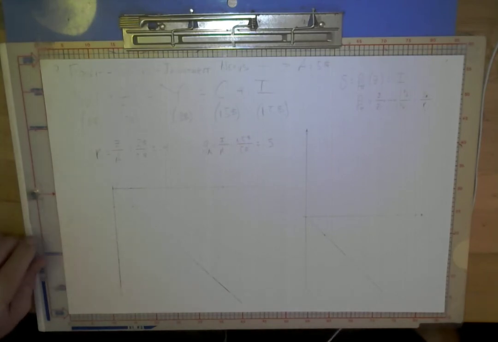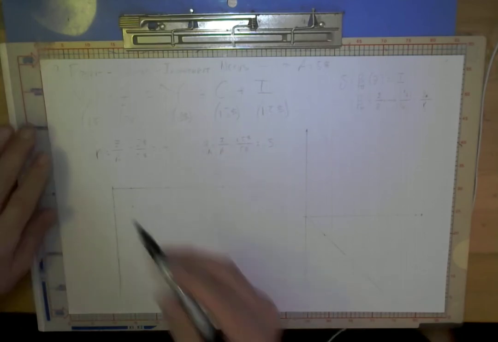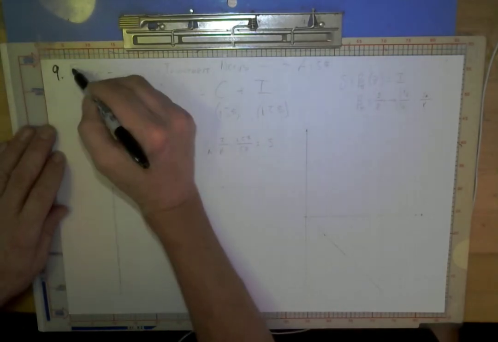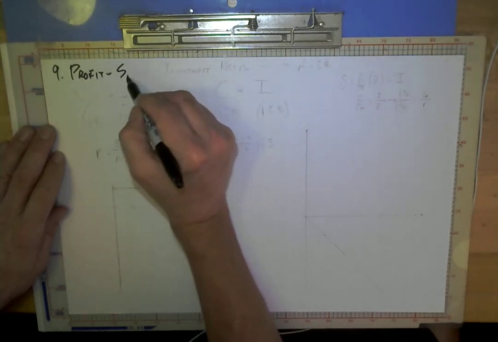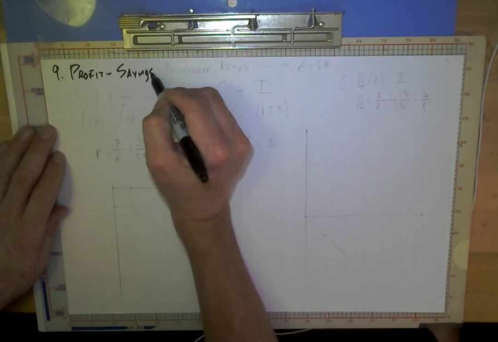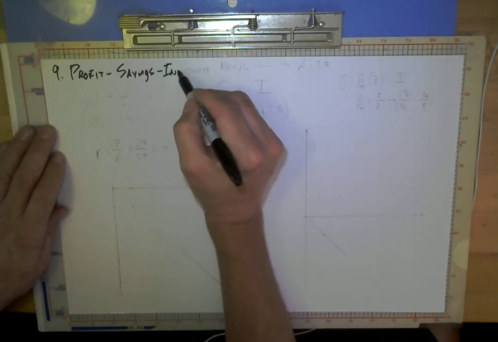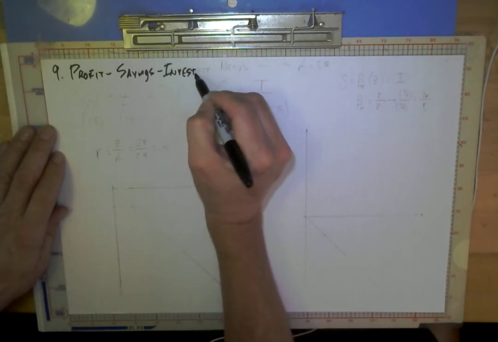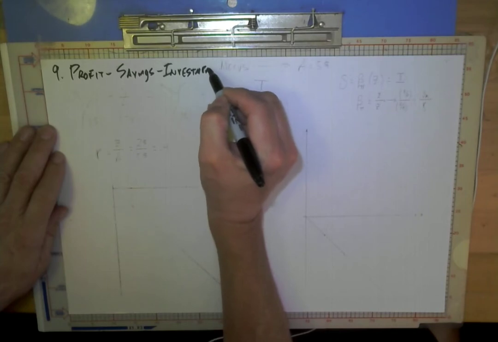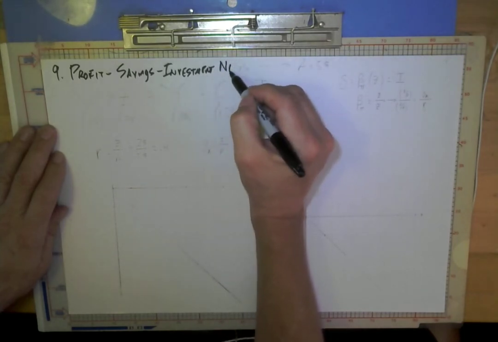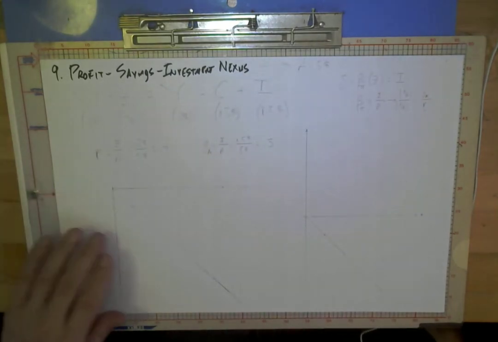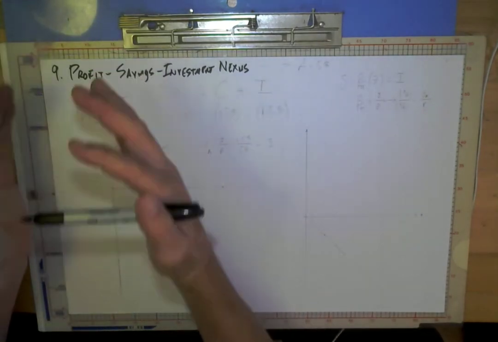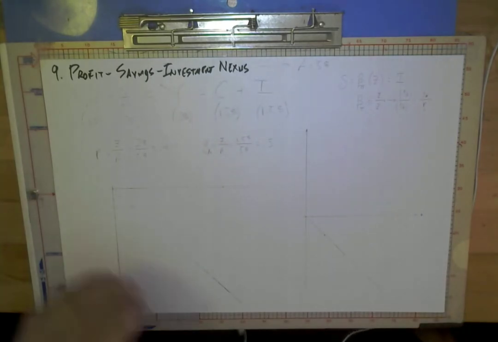Here we're going to be looking at the profit savings investment nexus. Okay, it's going to be number 9. We call this the profit savings investment nexus. Now it's a little bit misleading because profit and savings are going to be income account relations and investment is going to be the output account relation. So really profit and savings are on the income account side and investment is on the output account side.